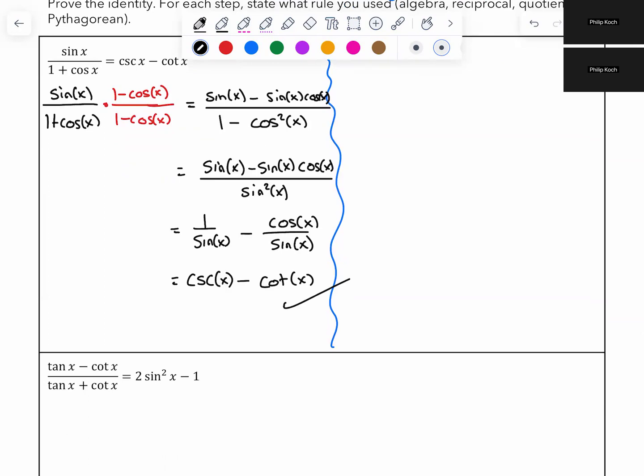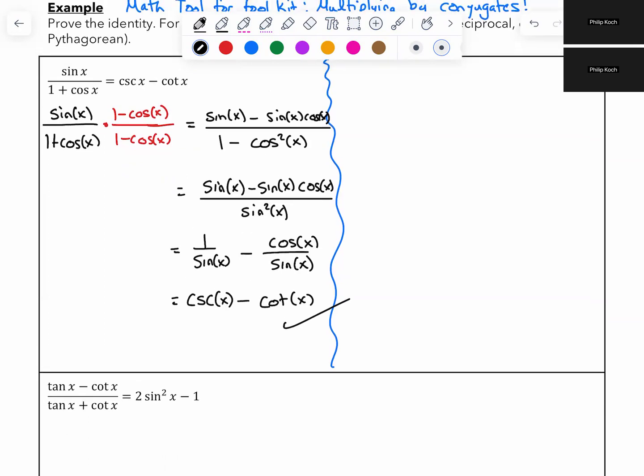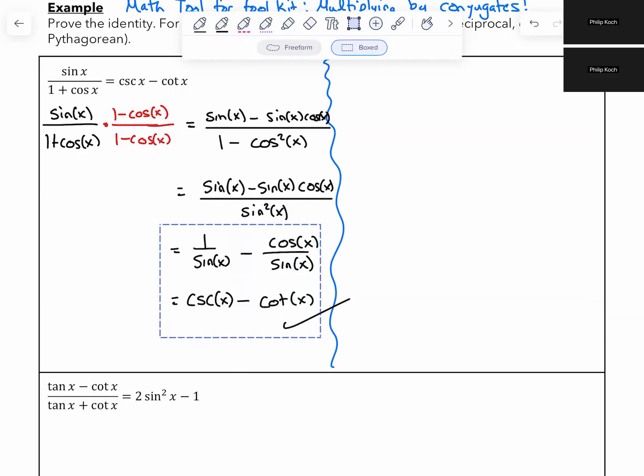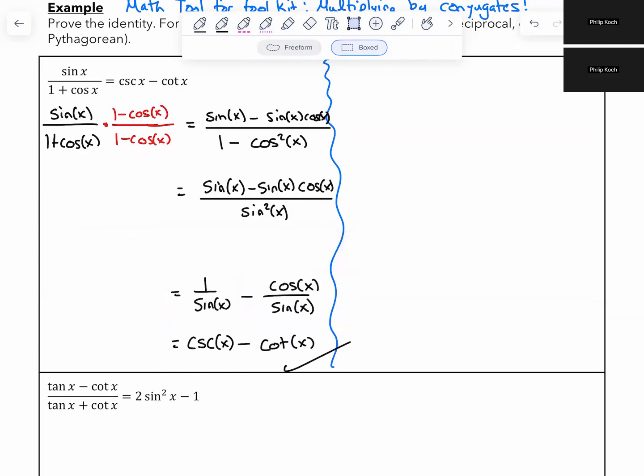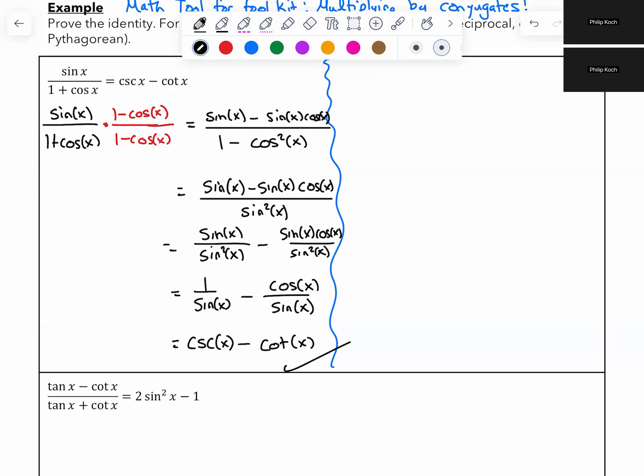Yes, Brian. We distribute the division from the sine squared of x to the numerator. I got lost because I have sine of x over sine squared of x. So there's an in-between step that I did not write, which is that this becomes sine of x over sine squared of x minus sine of x cosine of x over sine squared of x. I just don't know how to get to that.